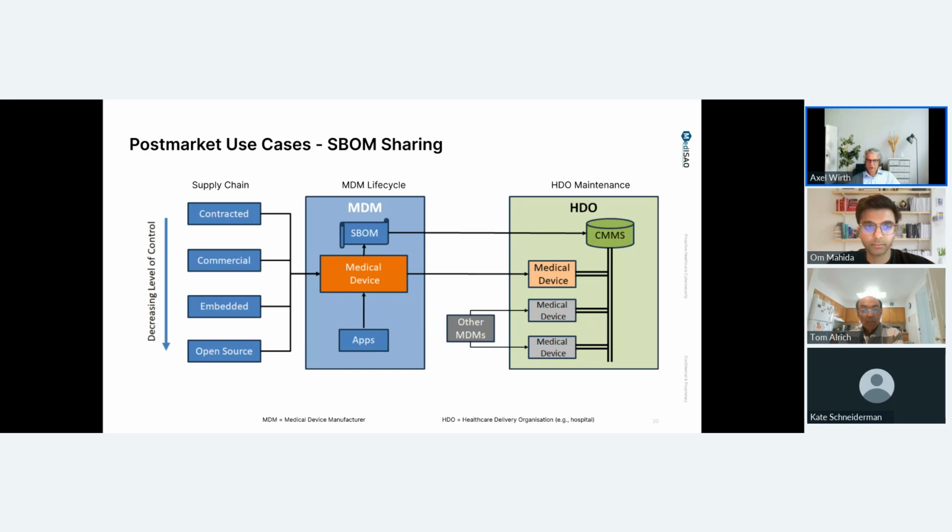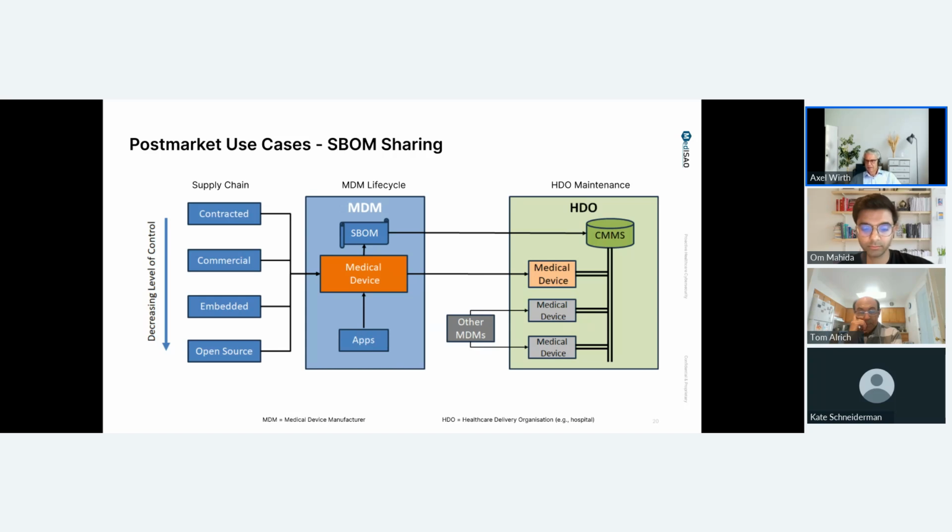And of course, your level of control over that particular software component decreases as you go down the stack, right? You have very high control over whatever you contract because you can write your security terms into the contract, and then it decreases from there. But in the end, all goes into the medical device, gets combined with the application software you're writing yourself, which then makes up that finished medical device and its supporting documentation, including SBOM.